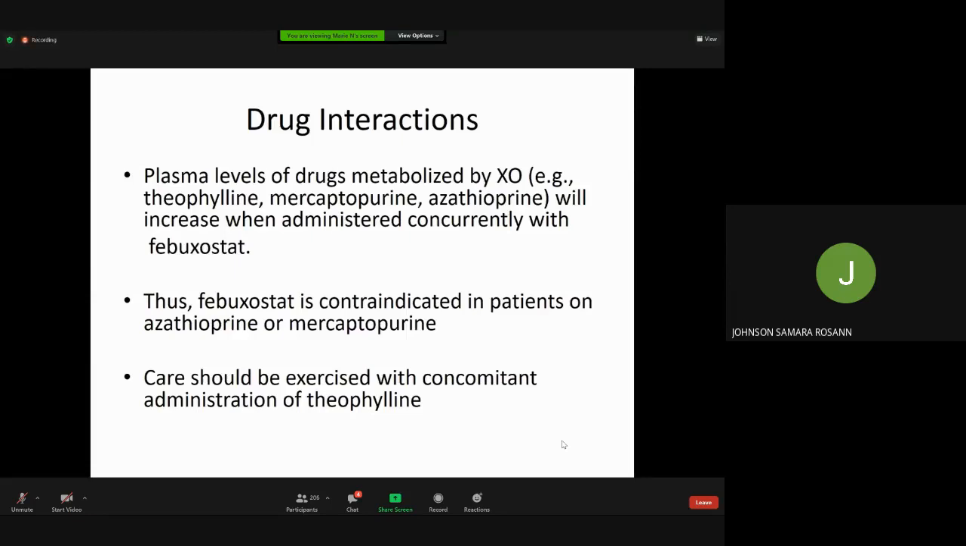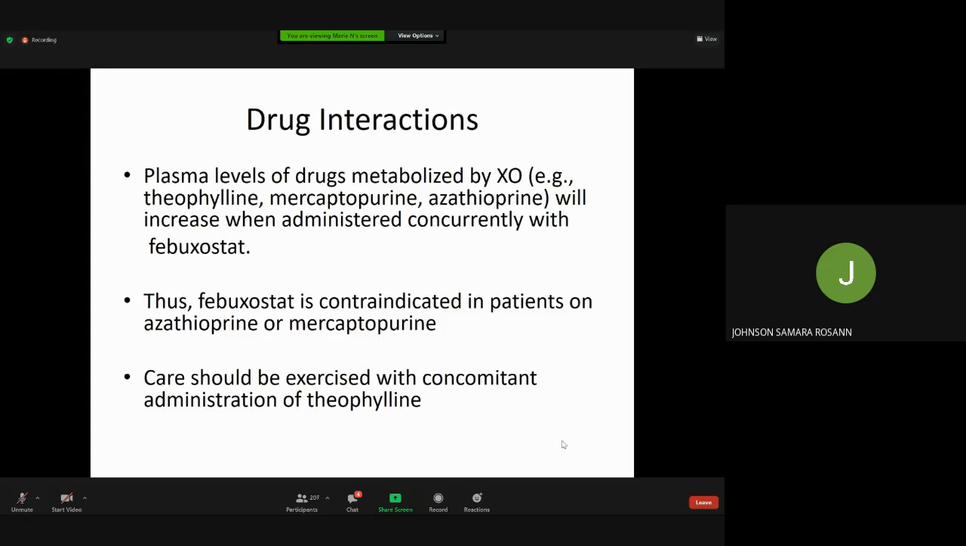Especially to remember is azathioprine, because if you get increased levels of azathioprine or mercaptopurine, you then have the adverse effects, and specifically with azathioprine, we're talking about bone marrow suppression that can be very severe. So febuxostat should not be given in a patient who is on mercaptopurine or azathioprine, because you can then get the adverse effects of these drugs due to their increased levels.